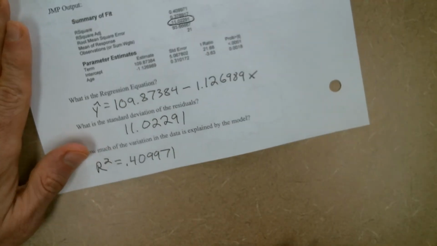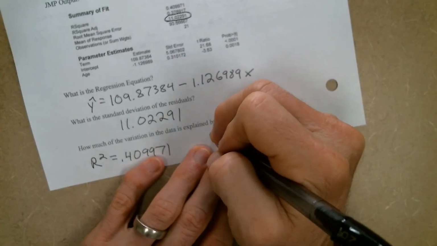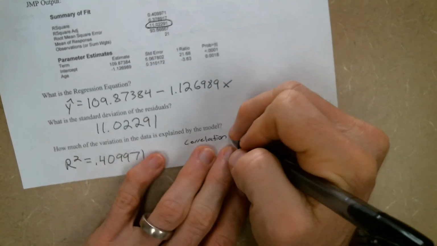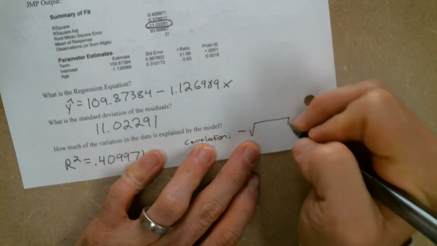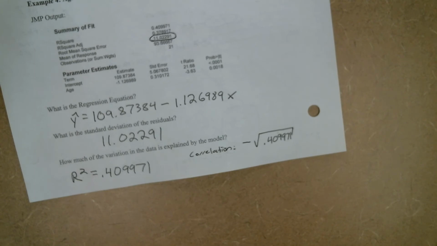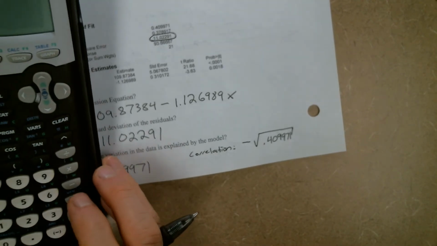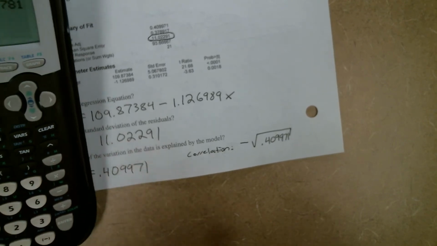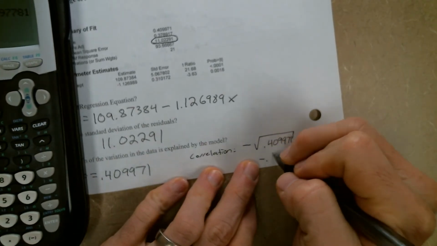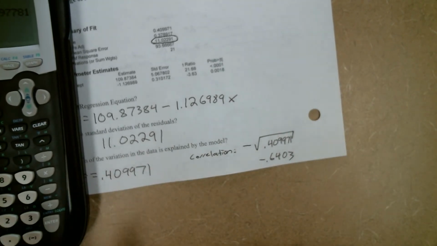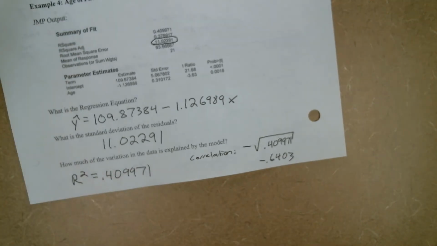So 0.409971. And again, this question doesn't ask for it, but if you wanted the correlation, because the slope is negative here, it would have to be the negative of the square root of 0.409971, which, if we do that quick, works out to be about negative 0.6403.